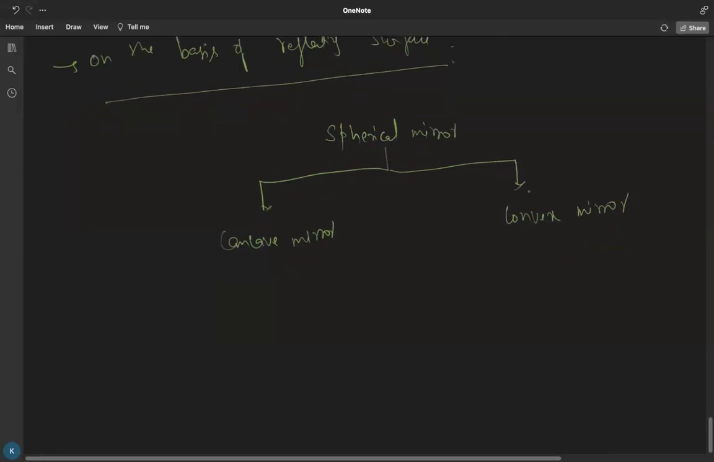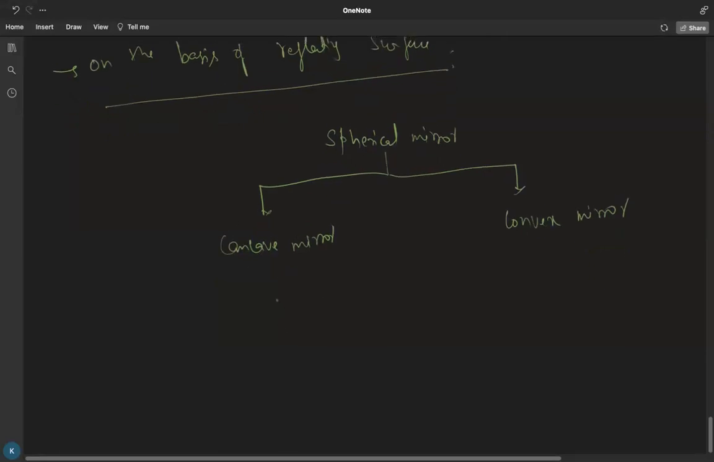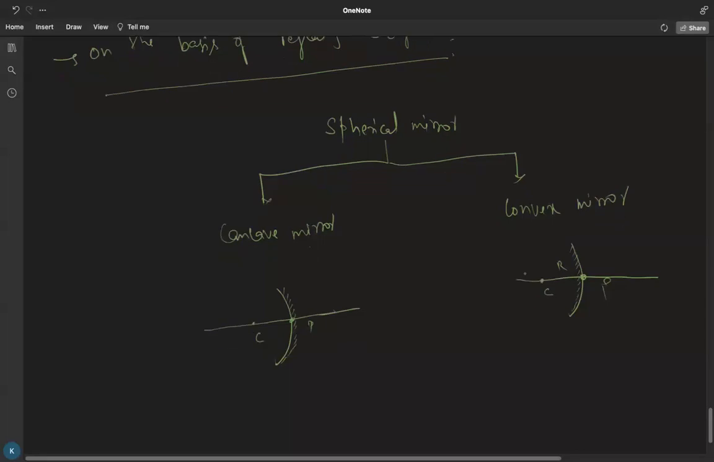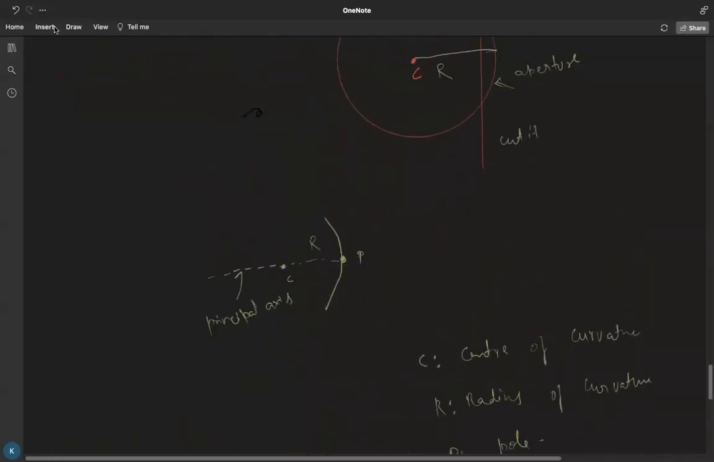Now, let me draw the figure to represent the reflecting surfaces. In this case, the inner surface is reflecting and the backside is polished. This is B, this is C. And in this case, the outward surface is reflecting and the inward surface is polished. So this is B, this is C, this is R, right? These are the things we find here, and I hope this will be clear to all of you.